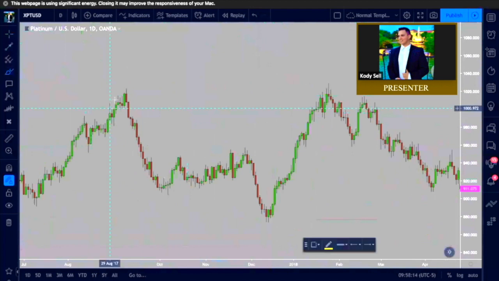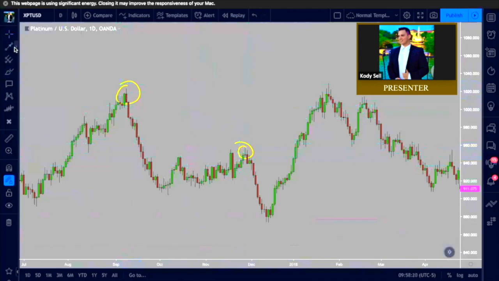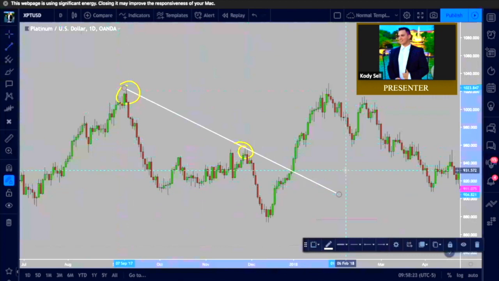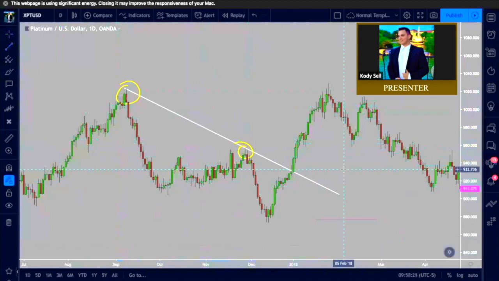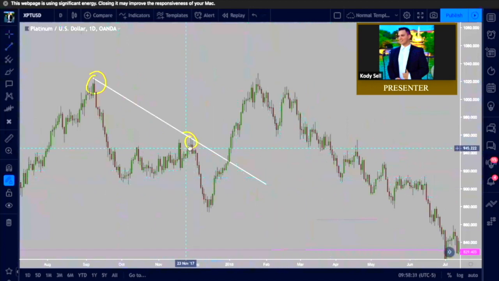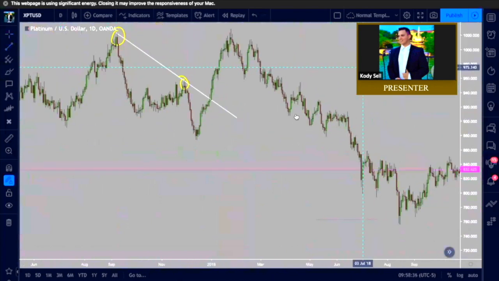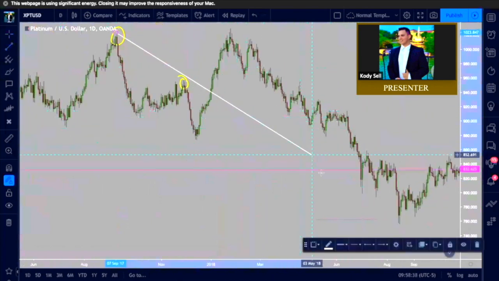Okay. So here's the top. Here's the top. Just connect them. Use the rules. Connect them like this, like you're supposed to, and just use the rules. No big deal. All right. Now in this case, you did not get an entry here because price didn't come back to retest, but let's pull out here and see what happens when price actually gets back to this trend line.